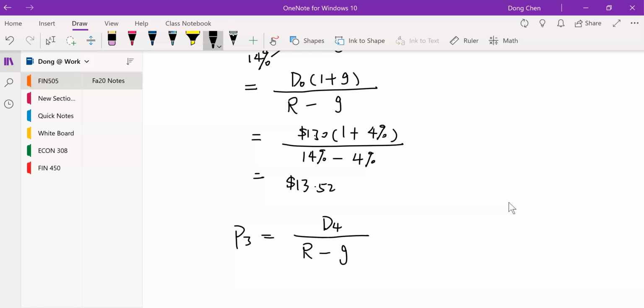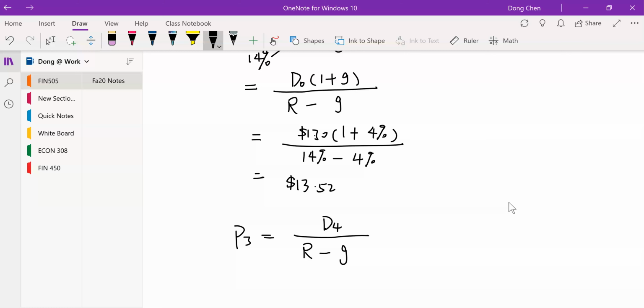So the only thing that changes relative to the formula here is that for P0, it should be D1, but for P3, it should be D4, right? One period ahead, the dividend at that point. So then the question is, how do we get D4 from this D0?